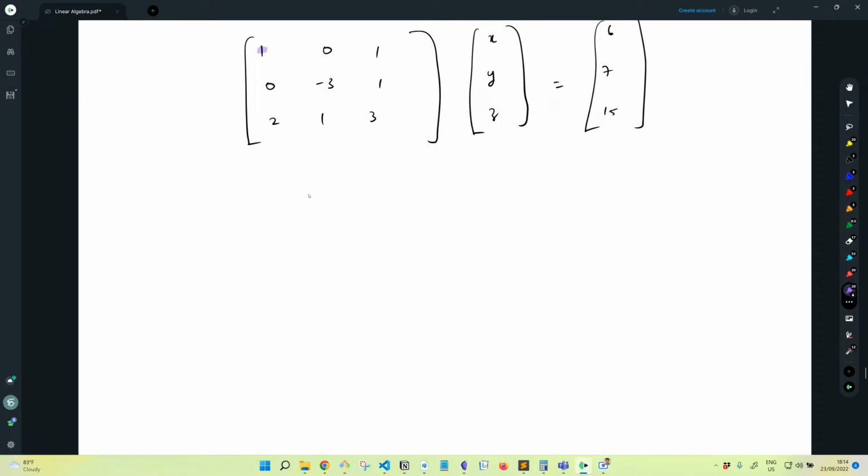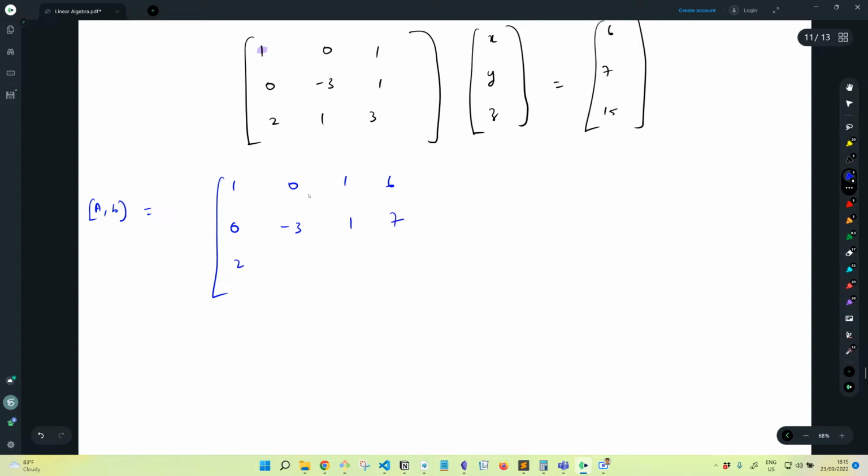First we'll start with top left entry. It is already 1, so there is no work to be done. Okay, sorry. Let me stick to the algorithm. First, I'll create the augmented matrix, A comma b equals 1 0 1 6. When you create the augmented matrix, you will not put minus 6 here; you will put b as it is. Then second row will be 0 minus 3 1 7, and third row will be 2 1 3 15.